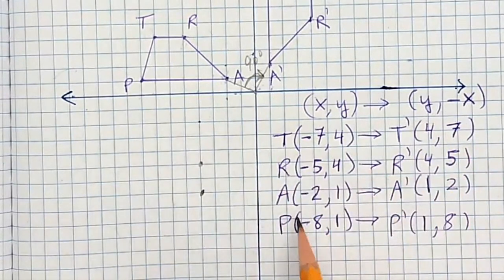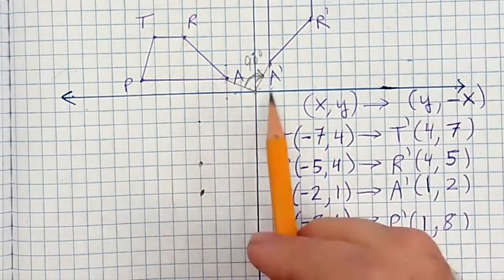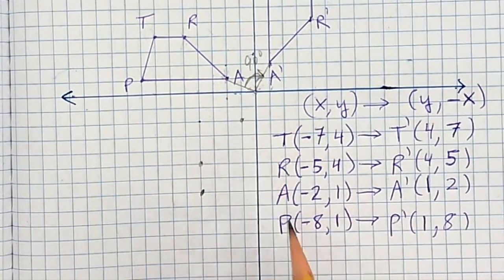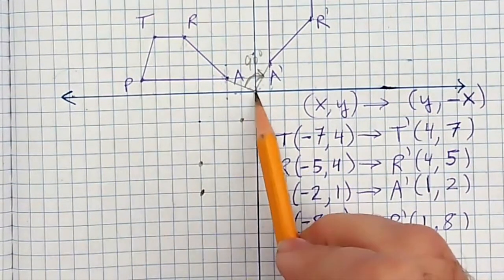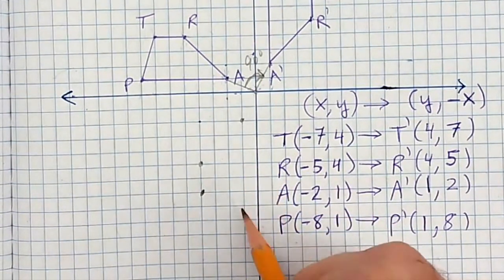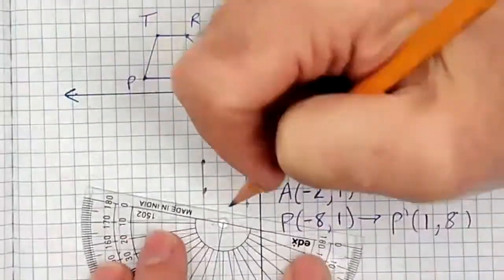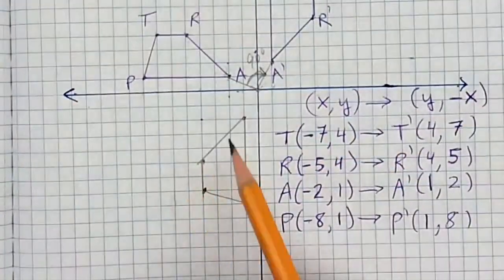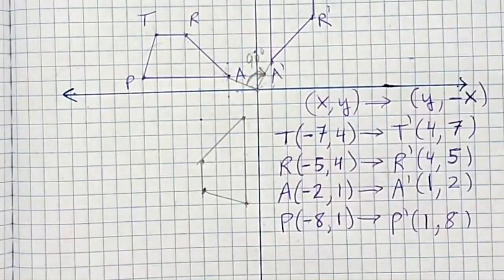Right? And then A is at -2, 1. So I go 1 and 2. And then P is at negative 8, 1, so I go 1 and 8, right? And then you can see same size, same shape, same orientation. All right, hope that helped.